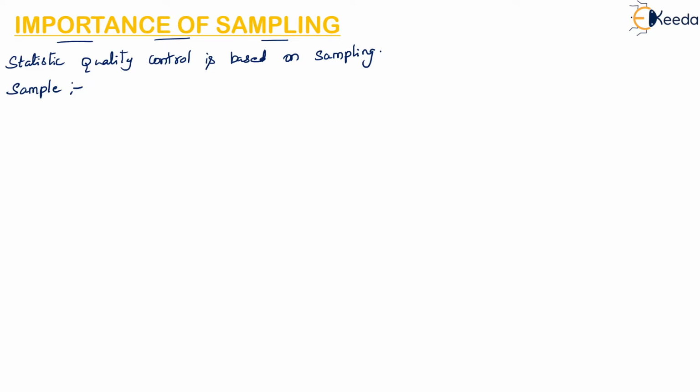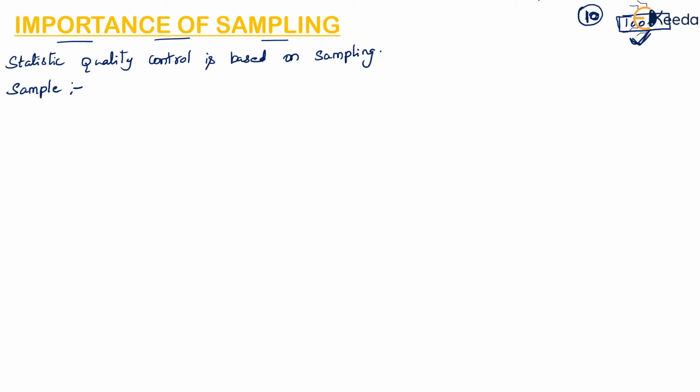So let us consider there are some 1000 products. From these 1000 products, we are going to collect 10 products and check their quality. If all the 10 have good quality, or if they don't, we will accept or reject based on whether these 10 samples adhere to the specifications or not. So based on these 10 samples, we will accept or reject these 1000 products.